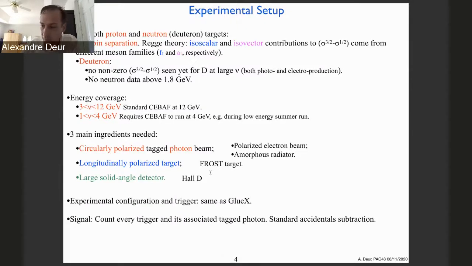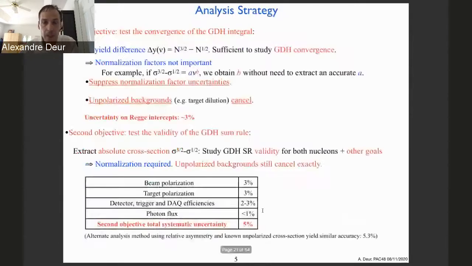The experimental configuration and trigger would be the same as GlueX, and our signal would be very simple. We would simply count every trigger and its associated tagged photon, doing the standard accidental coincidence subtraction. So our analysis will proceed in two steps. The first step would test the convergence of the GDH integral, and for that it's sufficient to just look at the yield difference. That is, we can simply count the number of events for a given photon helicity minus the number of events for the other photon helicity.